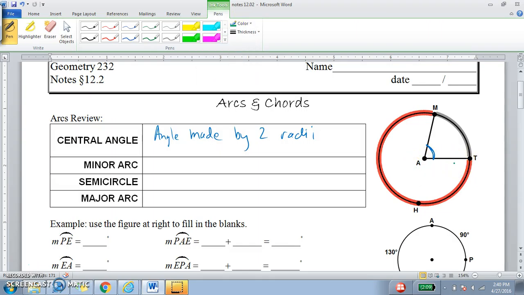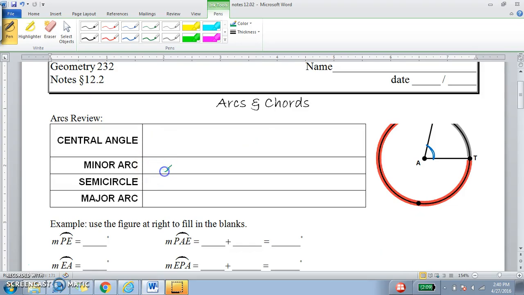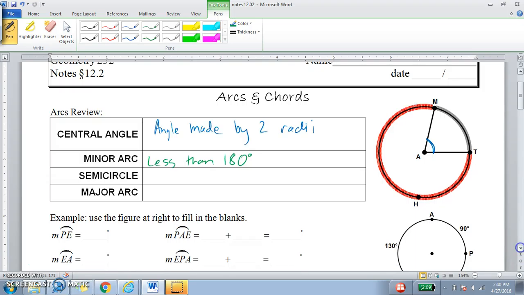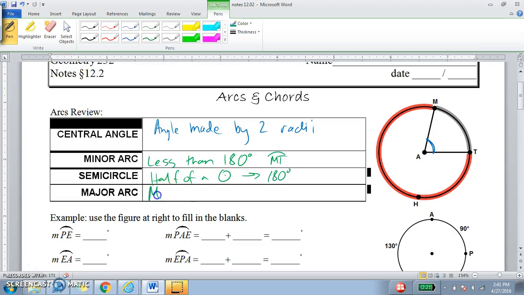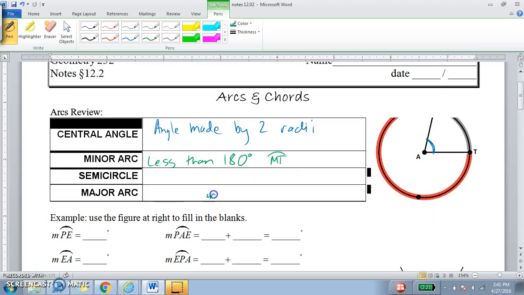A minor arc, we talked about this in the last chapter, minor arc is less than 180 degrees. So an example of that would be arc MT on this circle. A semicircle is half of a circle, exactly 180 degrees, we know that as well, and a major arc is more than 180 degrees.